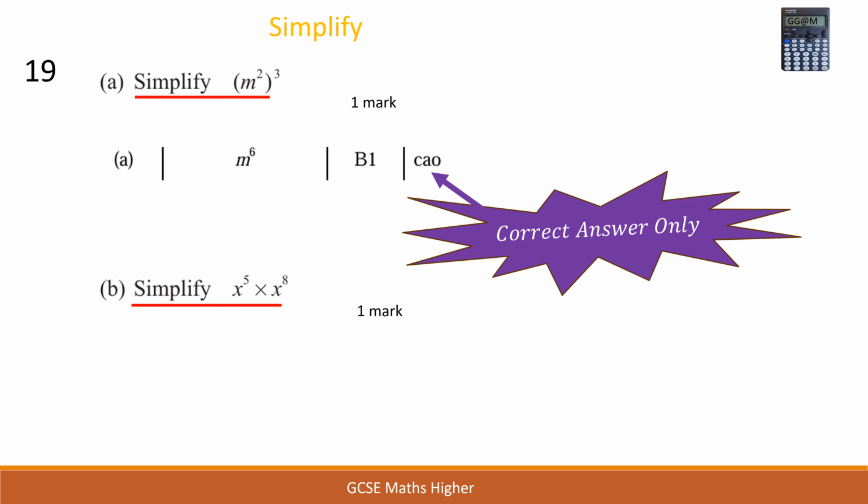Fantastic. So remember, CAO means correct answer only. So you have to be accurate. You have to multiply the 2 times the 3. And then the last one, you're just adding the powers. So well done.